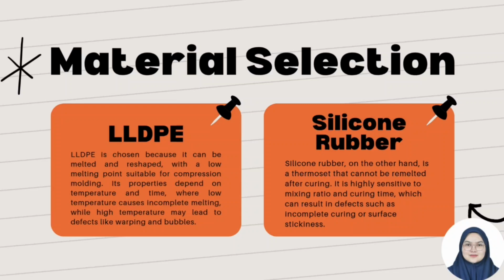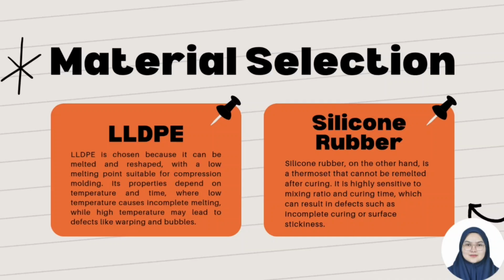Next, for material selection, the two polymers selected are LLDPE as a thermoplastic and silicon rubber as a thermoset to compare their processing behavior. LLDPE is chosen because it can be melted and reshaped with a low melting point suitable for compression molding. Its property depends on temperature and time, with low temperature causing incomplete melting, while high temperature may lead to defects like warping and bubbles.